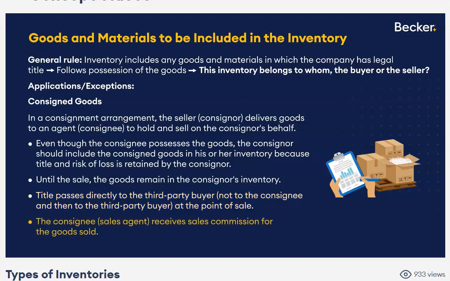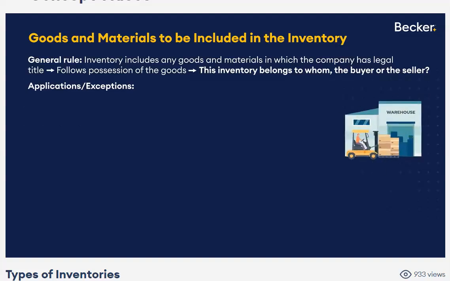By the way, the consignee is just going to receive a sales commission. Okay, they don't actually pay for the inventory. They don't buy it from the seller. They're just a sales agent. They'll collect their commission once they sell the goods to a third party. Okay, other situations, we've got to determine whose inventory is it, who has legal title. And again, the general rule is whoever has possession, probably that's their inventory. Probably, but not always.